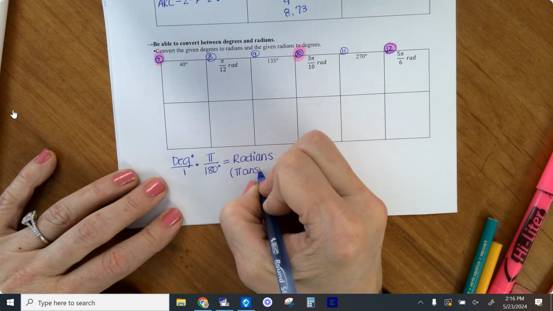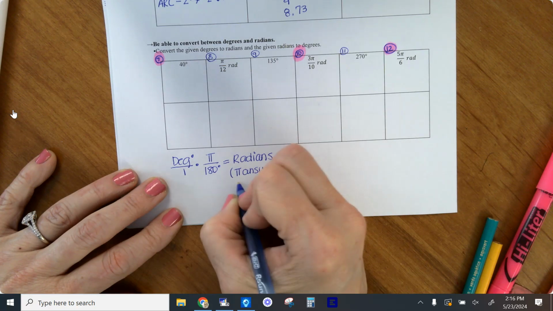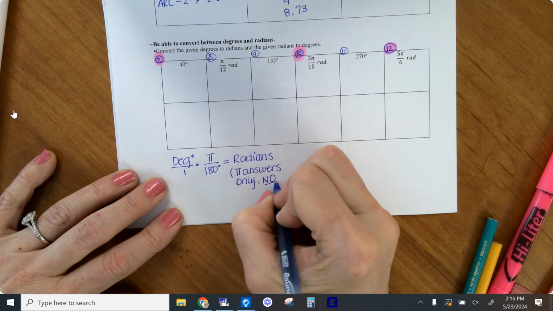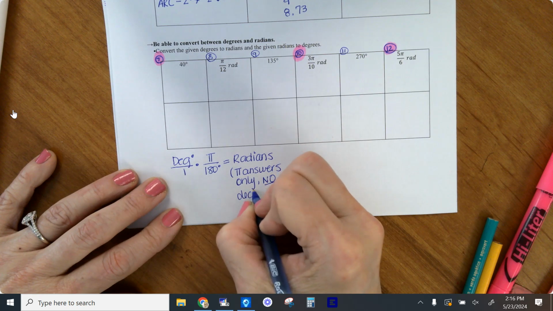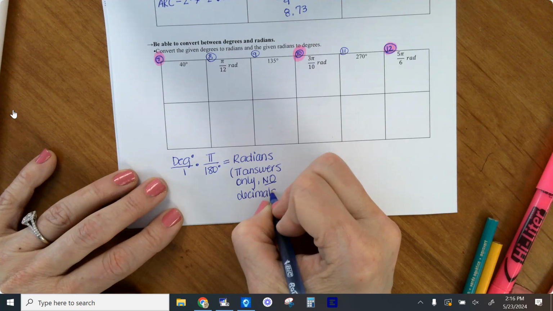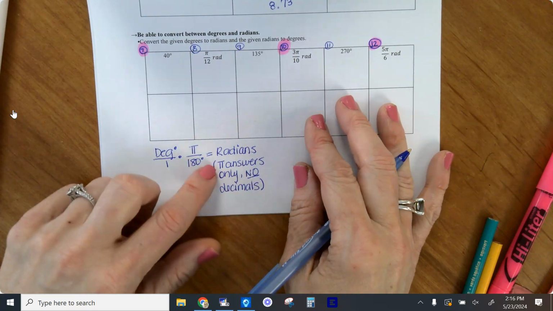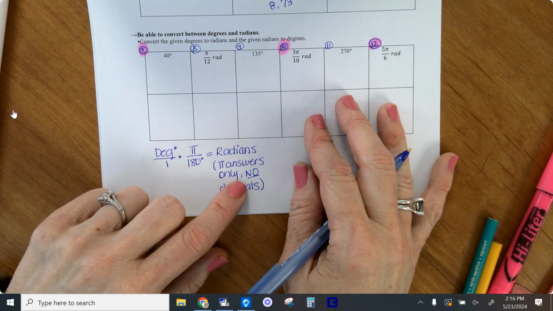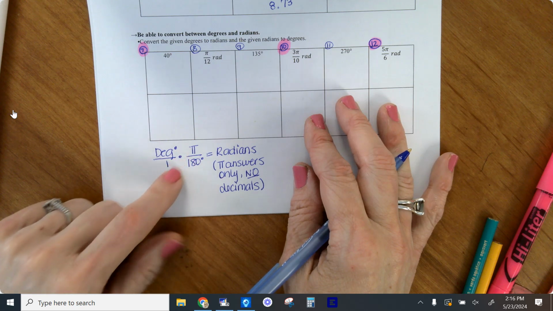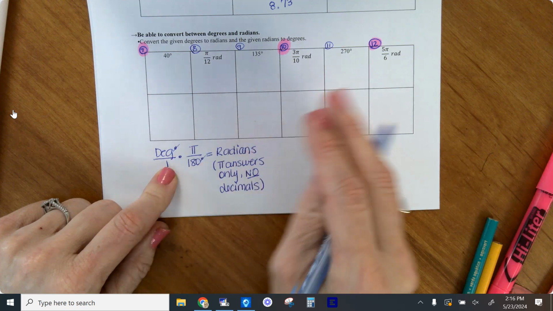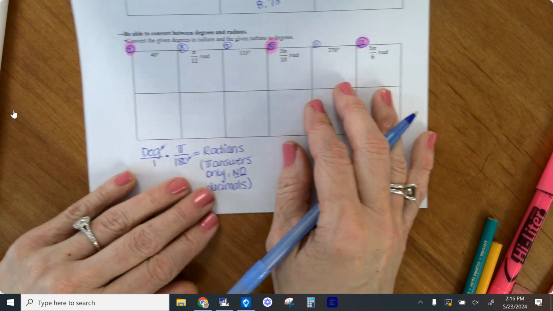And we want pi answers only, no decimals. Okay, decimals are not radians, they're decimals. Pi answers are radians. Okay. Now your degree symbol will cancel out. You can type all that in the calculator and you'll get your radians.